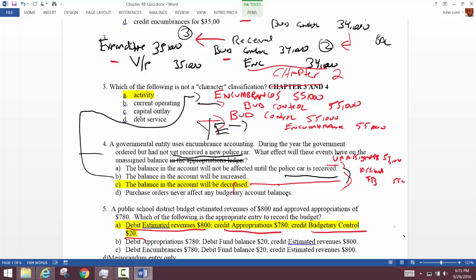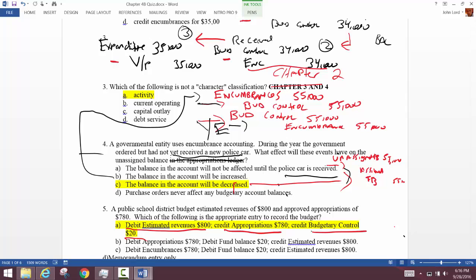This is just like that comprehensive example that we went through last time, where we had certain encumbrances that were still outstanding at the end of the year and we closed them all at year end. You have to close all of your encumbrances at year end, right? Do I need to go back through that whole thing that we did last time? No? We understood that from last time? Okay, good. All right.